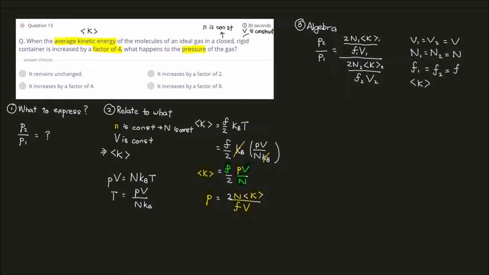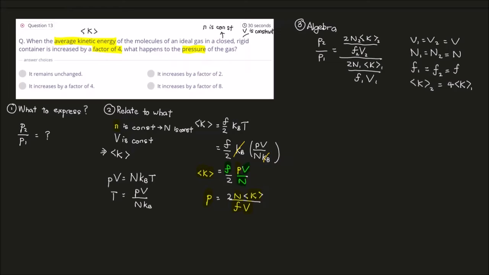Oh, I think I did make some mistakes. Okay, the average kinetic energy 2, it's how much? Increased by a factor of 4. It's 4 times the old average kinetic energy. So what mistakes have I made here? The mistake that I've made is I flipped the 1 and 2. Okay, definitely my bad. Let me rewrite it again. So it'll be N2 average kinetic energy 2 over F2 V2 N2, over N1 K1 F1 V1. Okay, so this is what we have here.